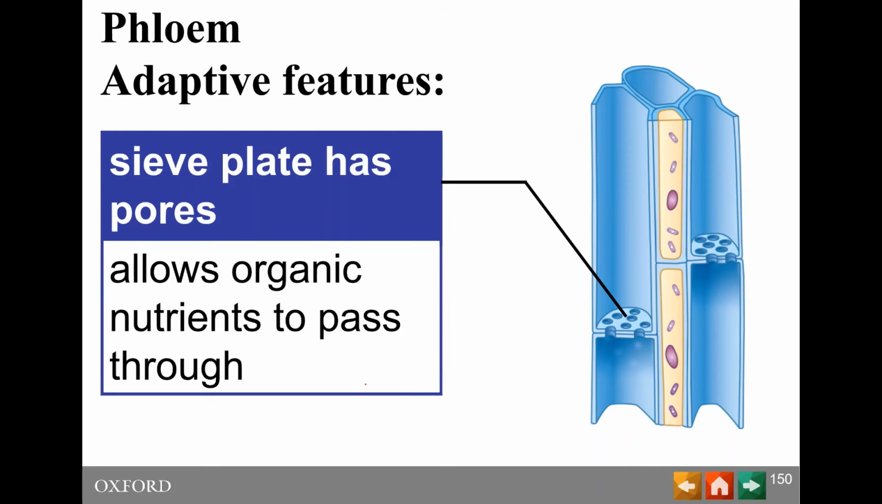Secondly, on the sieve plate, they have some pores. This allows the organic nutrients to pass through from one sieve tube to another sieve tube through these pores.